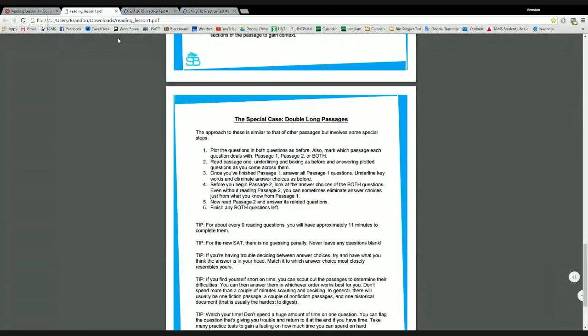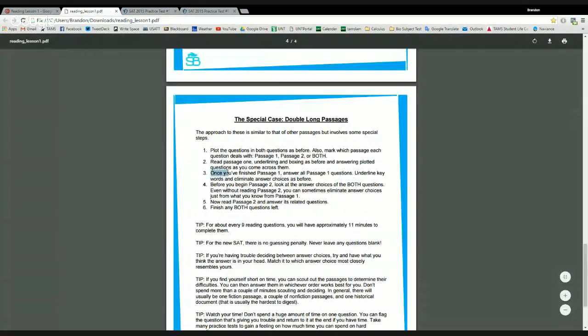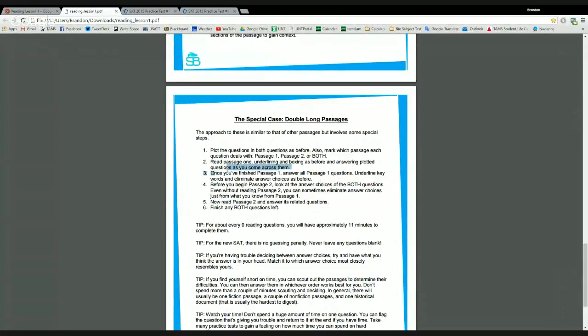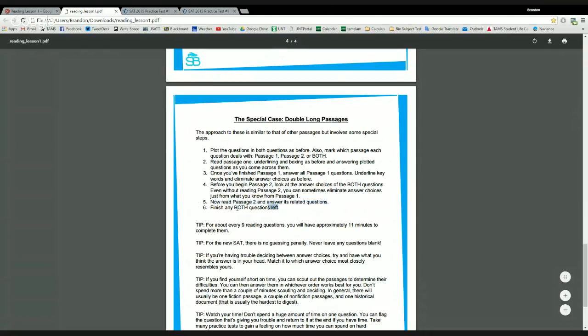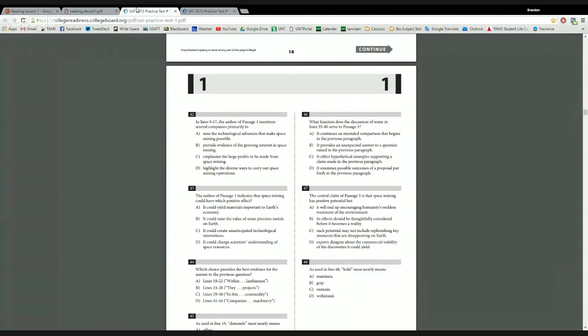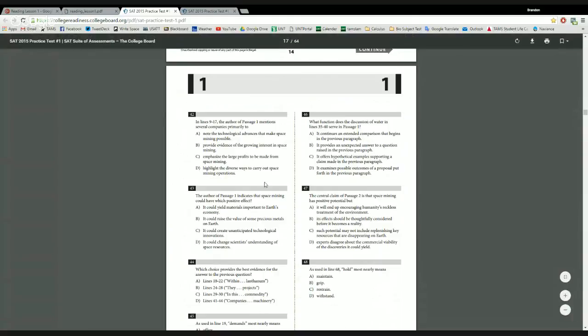Before you read passage 2 and answer them, you want to answer some of the both questions based on the information that's given. Like it says here, before you begin passage 2, you want to look at both questions and you can limit some answer choices. Now you can read passage 2, answer the questions, and finish them with the both. So it's a little change, but it's basically looking at the both questions before reading passage 2 and answering some based on prior knowledge of passage 1.